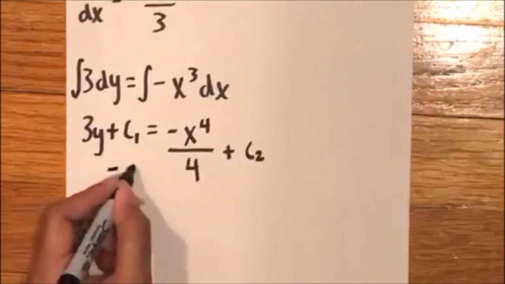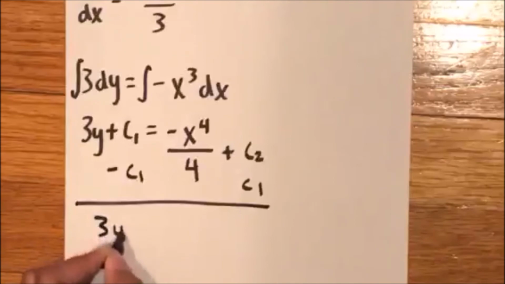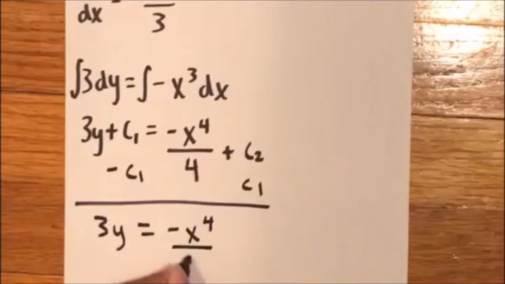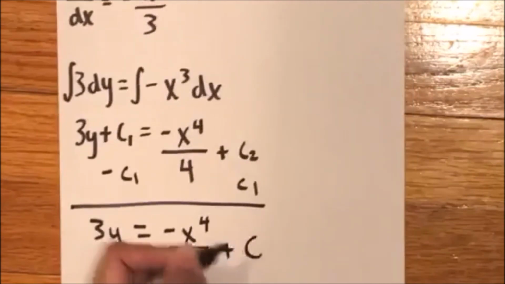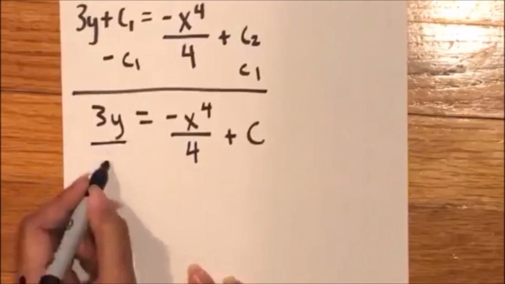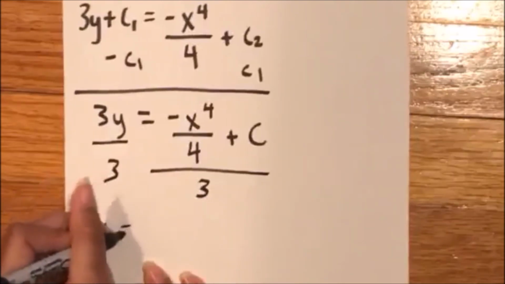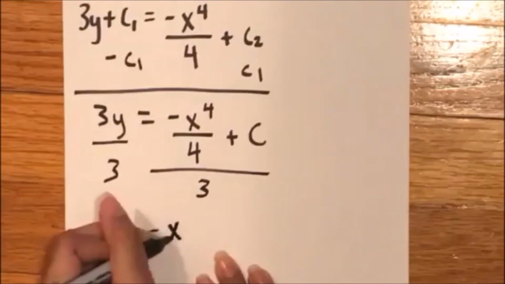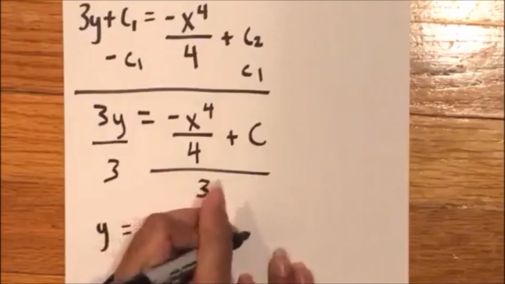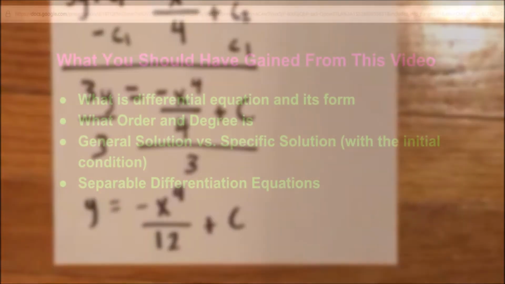First we'll subtract c1 on both sides, and we will be left with 3y equals negative x to the power of 4 over 4 plus c. This can still be simplified further by dividing by 3 on each side. So we will be left with y equals negative x to the power of 4 over 12 plus c. And that is your solution, also known as the general solution.